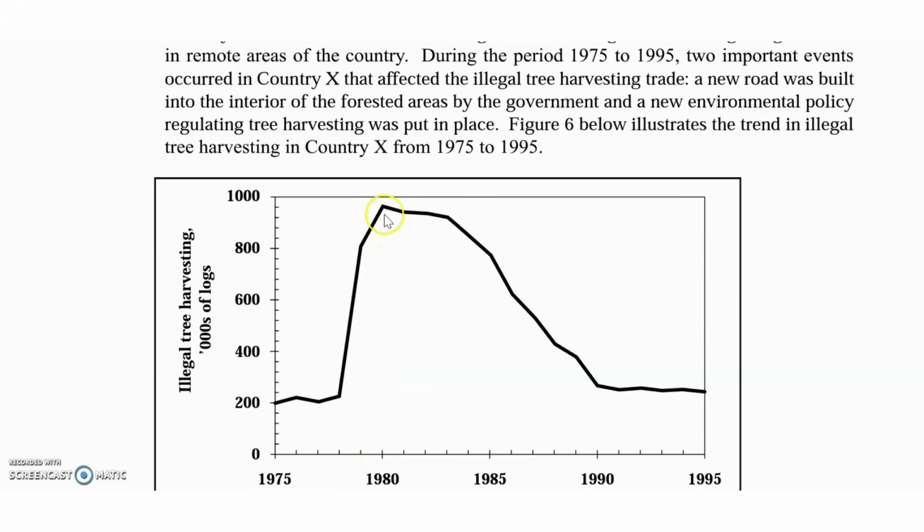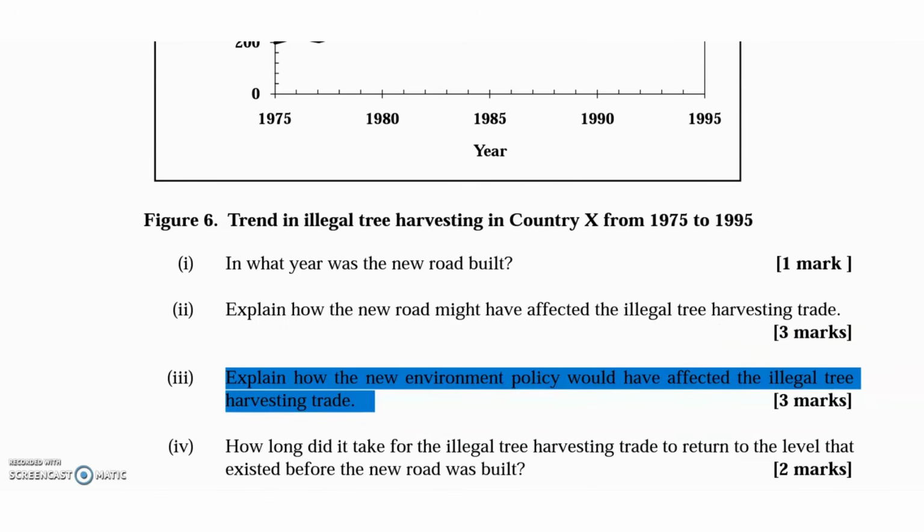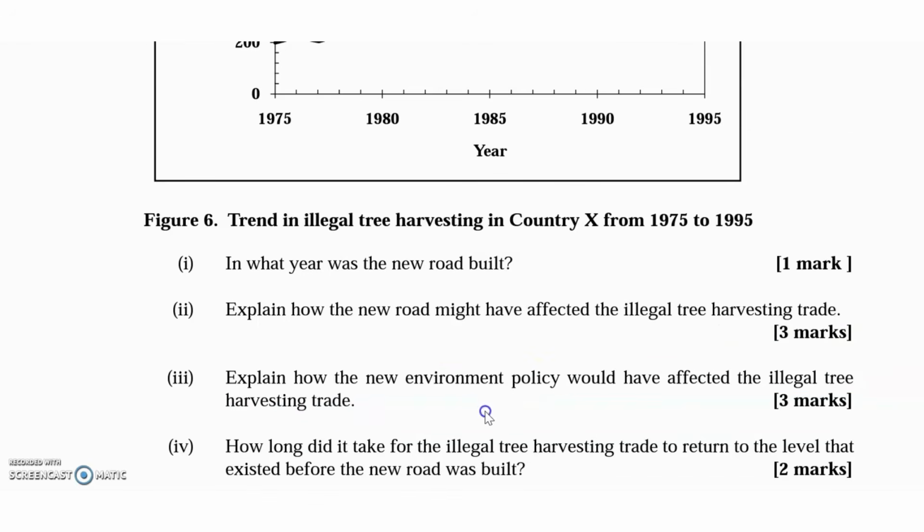All right. Use a ruler for the exam, right? This is roughly in the year 1980 if you look at it. Because beyond 1980, you saw a decline, right, in terms of the illegal tree harvesting trade. To answer the question quickly for part 3, the new environmental policy would have actually had a negative effect upon the illegal tree harvesting trade, thus contributing to a decline in the process itself.